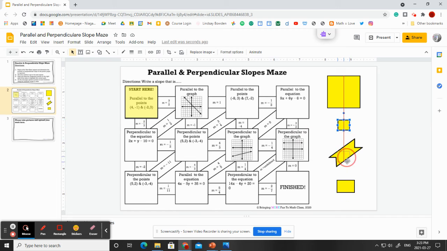So there are 4 different pieces that students can drag and drop. So I'm going to highlight that this was the answer. And the next question that I have to complete is this one here.